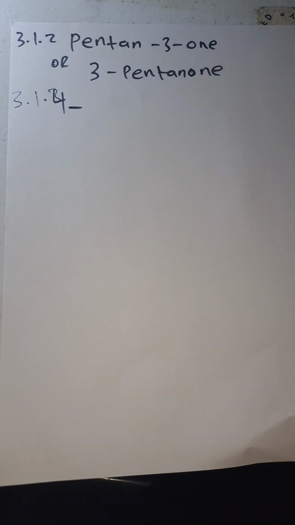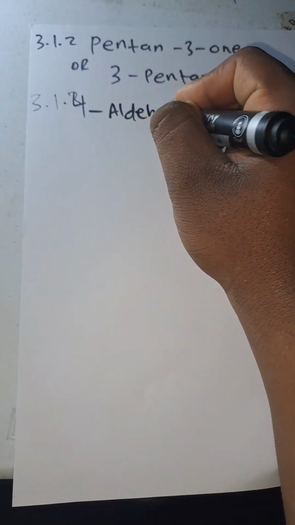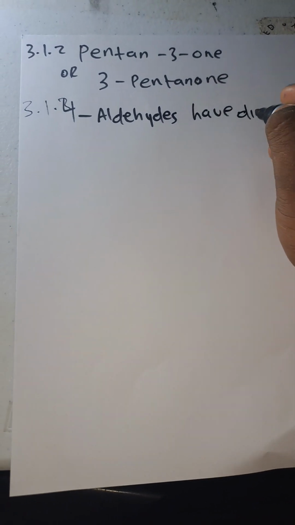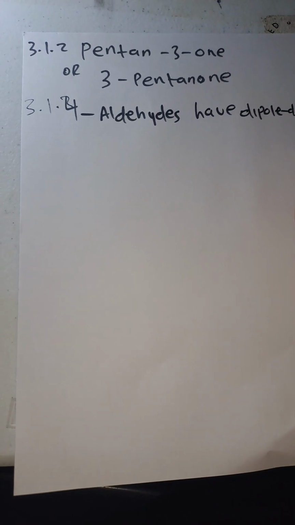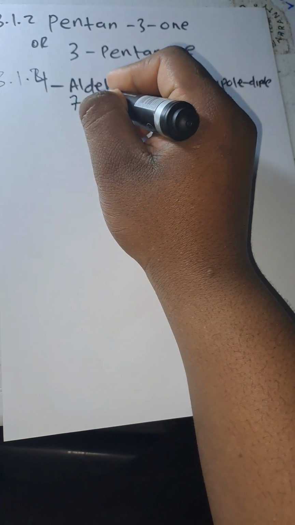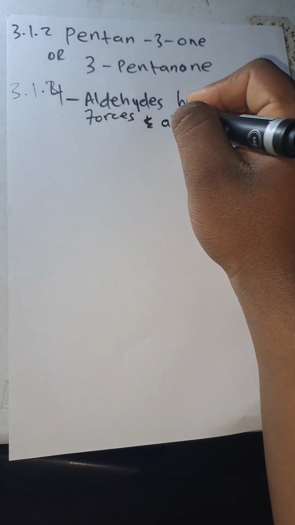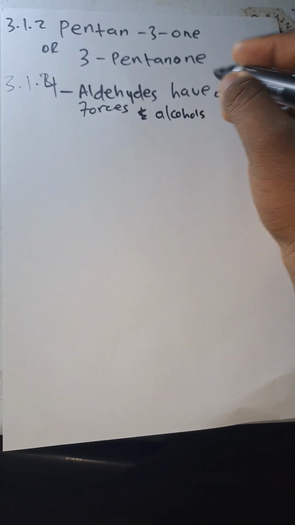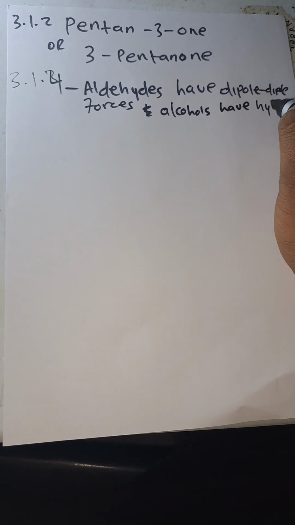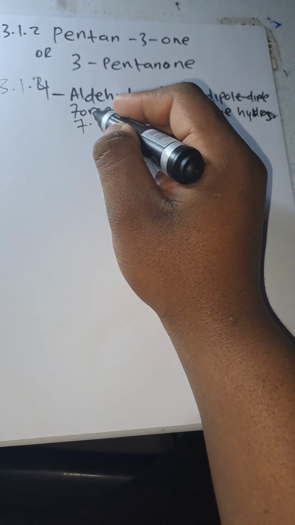So now, already I told you about aldehydes. We'll start by saying what? Aldehydes, they have dipole forces. Now, you're gonna compare. And alcohols have hydrogen bonds.